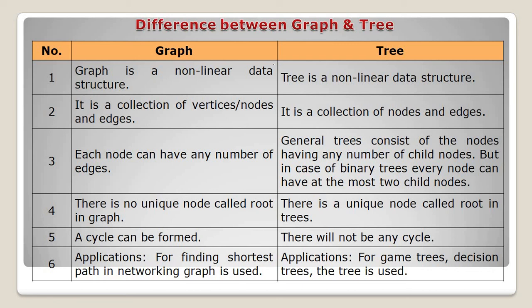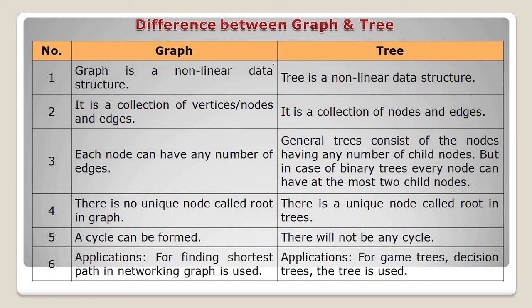In the graph each node can have any number of edges, but in a tree, the general trees consist of nodes having any number of child nodes. But in case of binary trees, every node can have at the most 2 child nodes. In a graph there is no unique node called a root, but in a tree there is a unique node called the root. In a graph a cycle can be formed, but in a tree there will not be any kind of cycle.